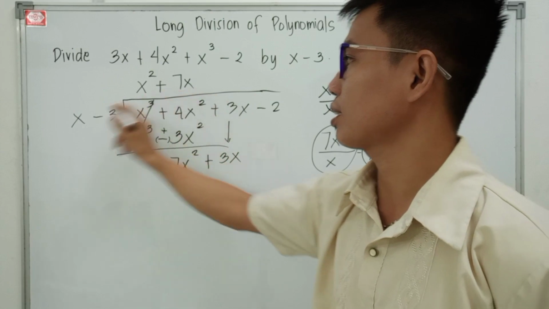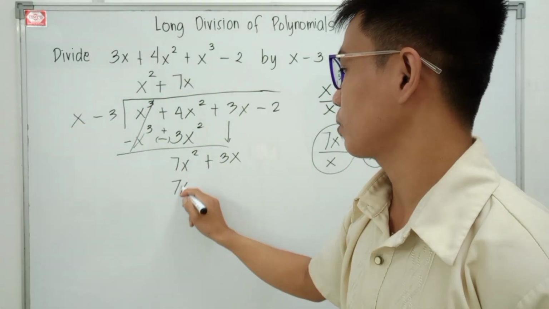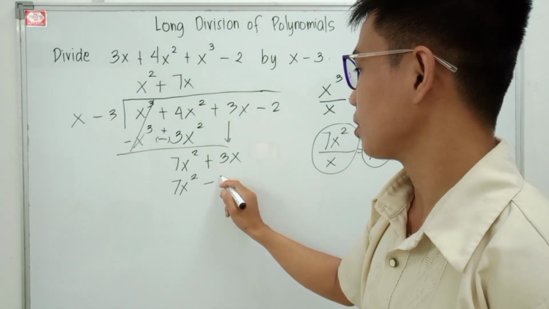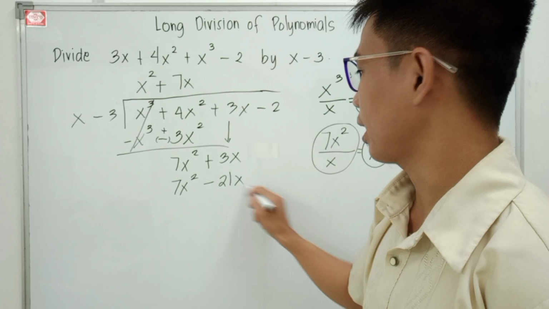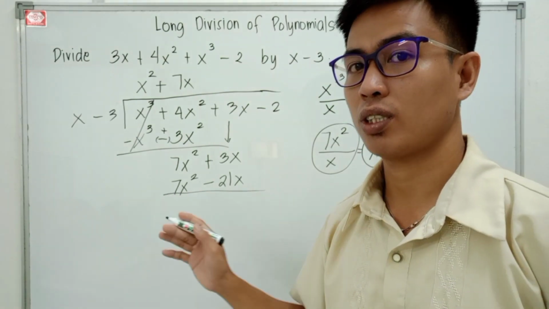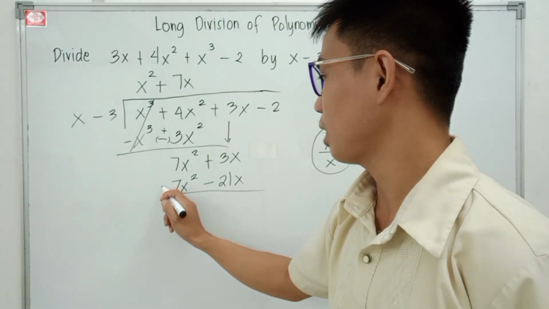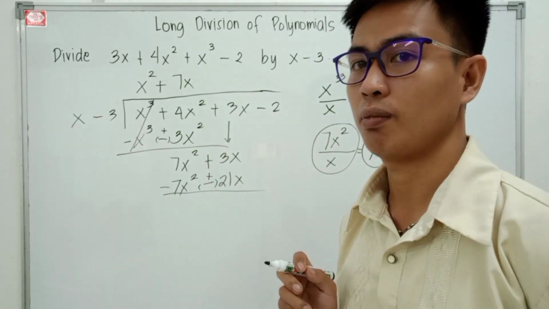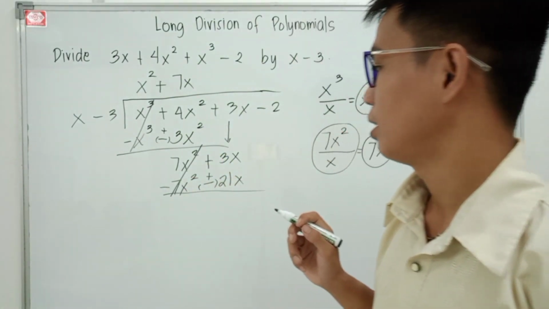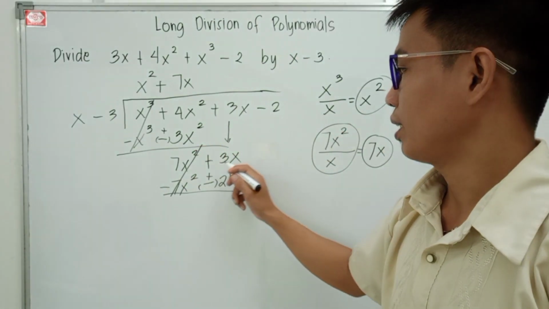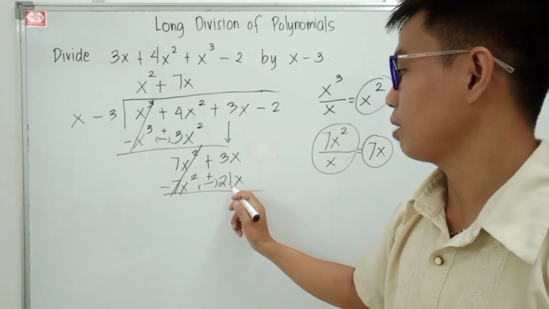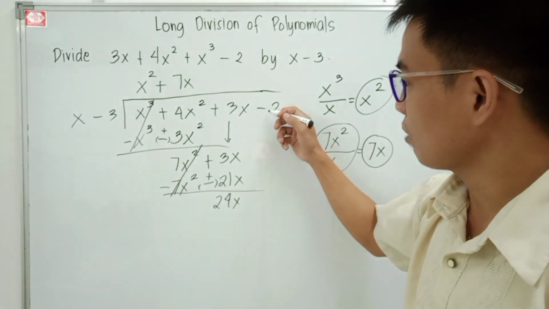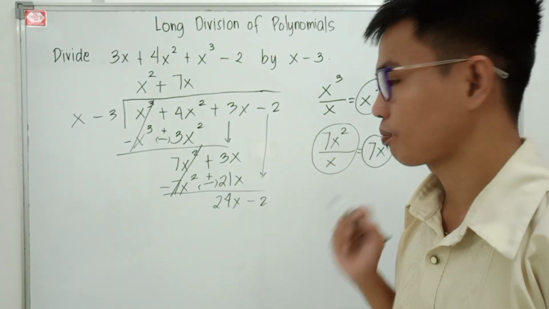Again, after knowing the quotient of this given, multiply na ulit natin. 7x times x, that is 7x squared. 7x times negative 3, that is negative 21x. Again, change the sign of the subtrahend, so 7x squared will become negative, and negative 21x will become positive. Then cancel. Since ang sagot dyan is 0, then positive 3x plus positive 21x is 24x. Then bring down the last term, that is negative 2.